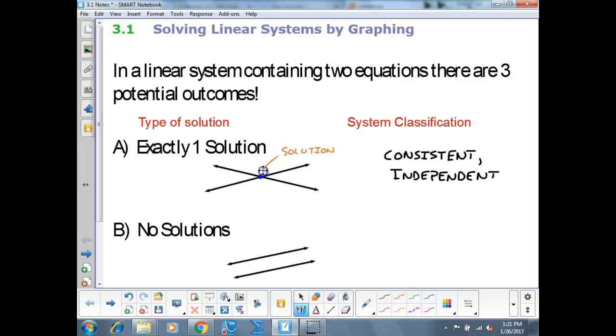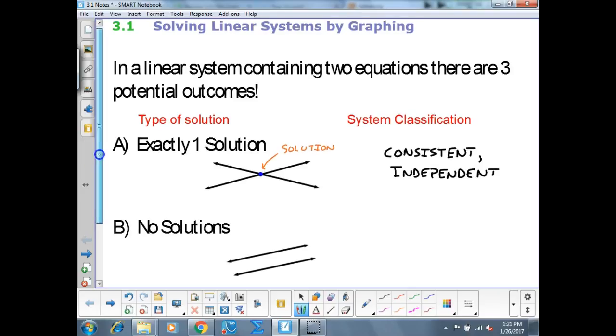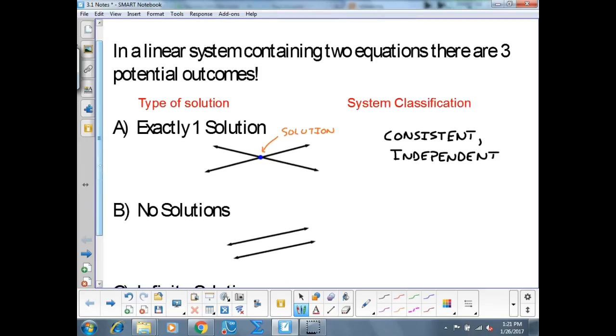If we have no solutions, because our lines are, what do we call those kind of lines? Parallel lines. If we have parallel lines, we have no solutions, and therefore it is classified as inconsistent.